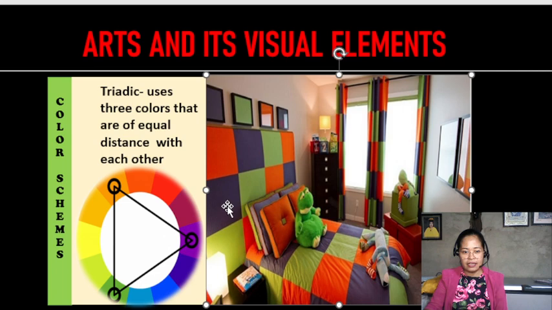Okay, so we can see the orange here, then there is green, and then there is some violet or lavender in this corner. Okay, so this is an example of triadic color scheme.